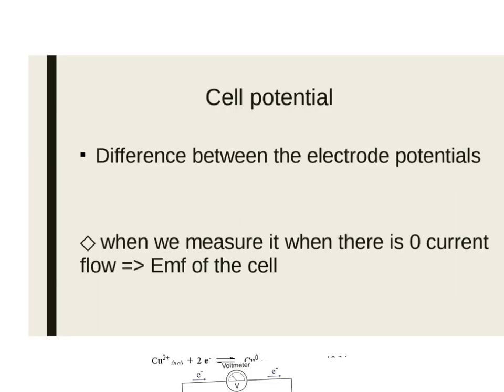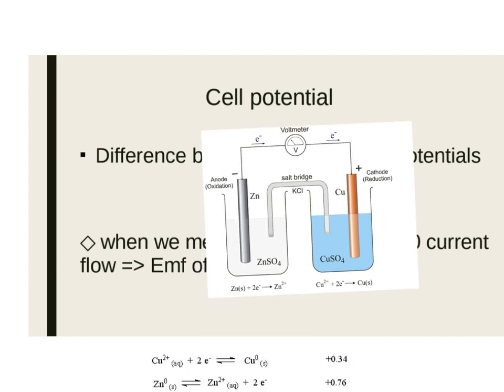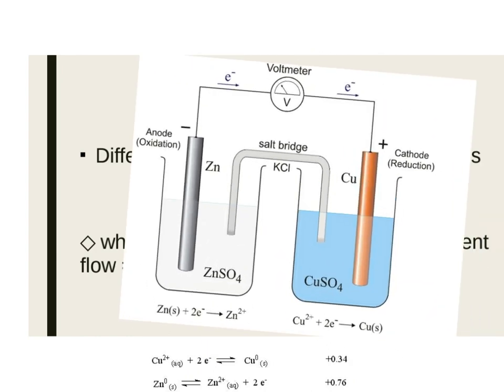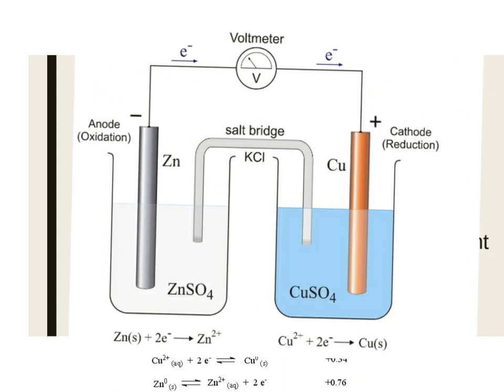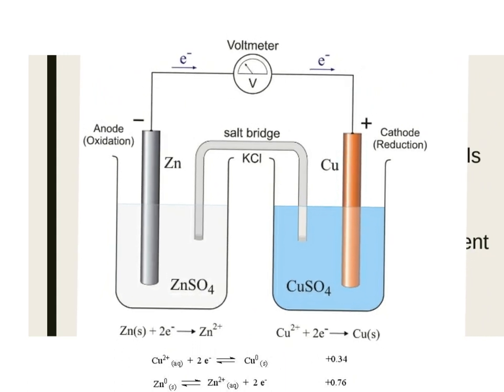Now let's see what is cell potential and how do we calculate a cell potential. So cell potential is the difference between the electrode potentials. So let me zoom in on this diagram. Here you have zinc and copper. Zinc has a negative potential developed and copper a positive potential developed. So the potential difference between these two electrodes gives the cell potential value.